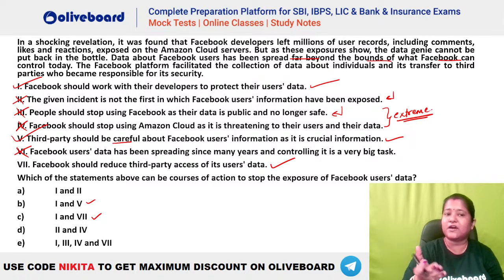So here the fifth one is not that concrete, although it is a course of action that yes, they should be careful, but how, that is not being answered here, right? So that is why the better answer here, the better fit will be 1 and 7. So 1 and 7 would be the right answer here.